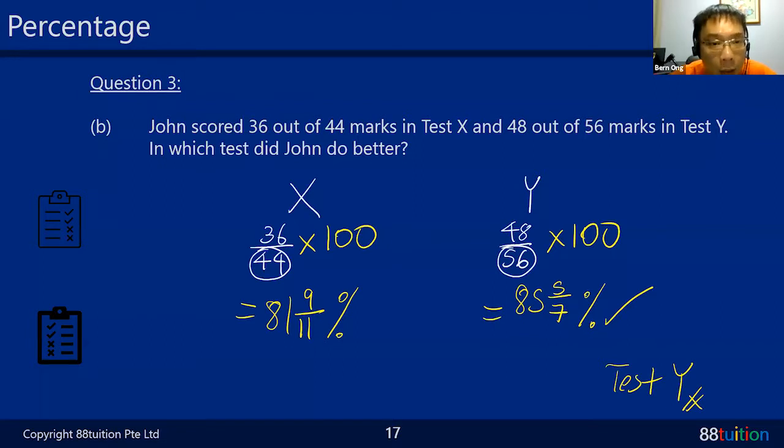Doreen, Y is correct, but why? Okay, so that's the reason why. So Y is correct. The answer for 3B: change the basis to 100, simply times 100% to find the percentage and make a fair comparison.